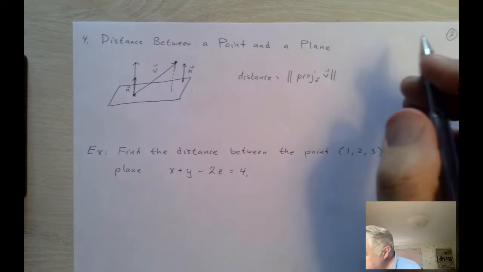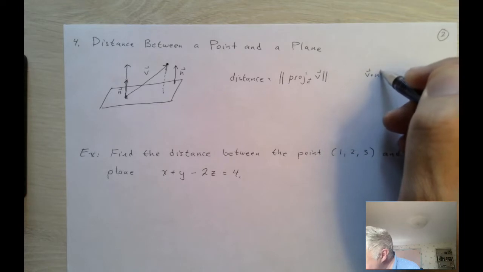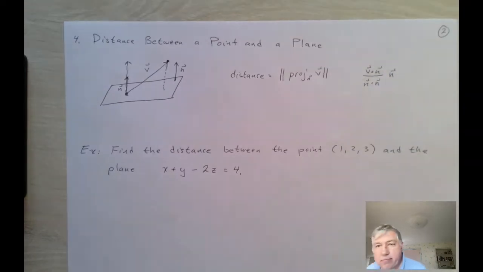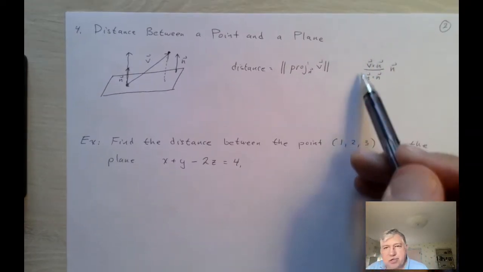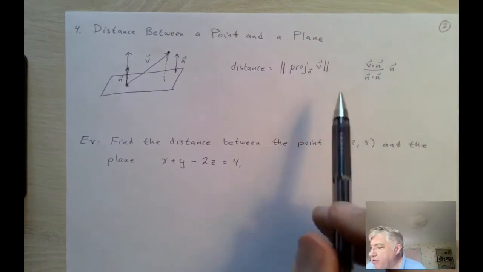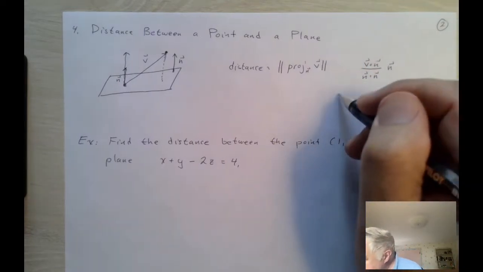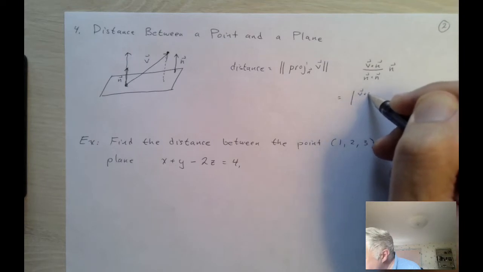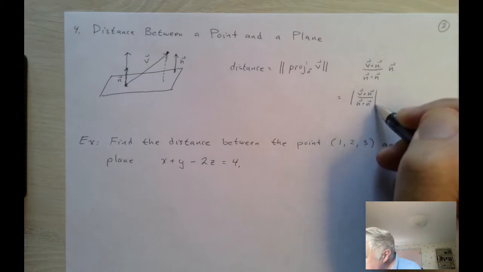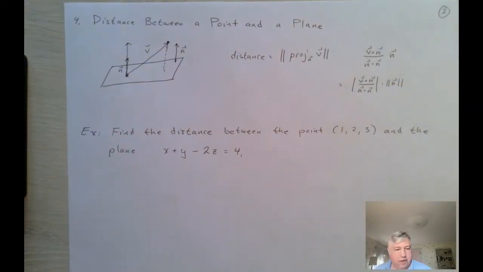Okay, and I will say that we know the projection can be calculated as v dot n divided by n dot n, times n. But remember, this is just a scalar. This is a real number, so this might be positive or negative. So we can actually get away with saying that the length of this vector is really just going to be the absolute value of this number times the length of n. So we can just compute the absolute value of v dot n divided by n dot n, times the length of n.